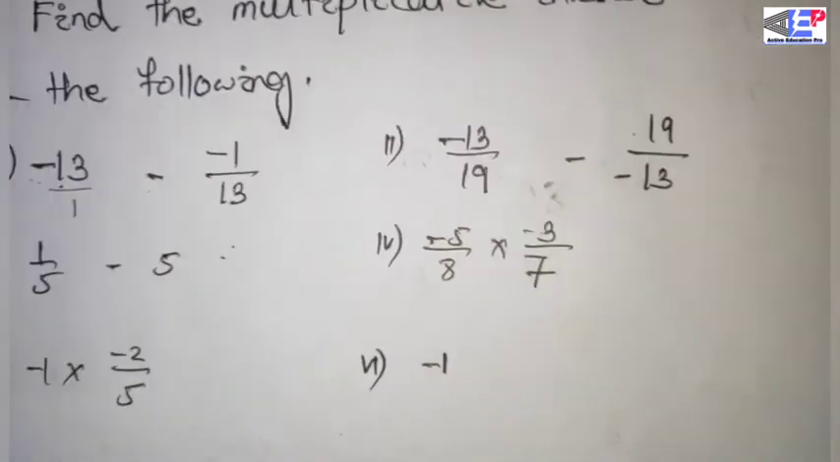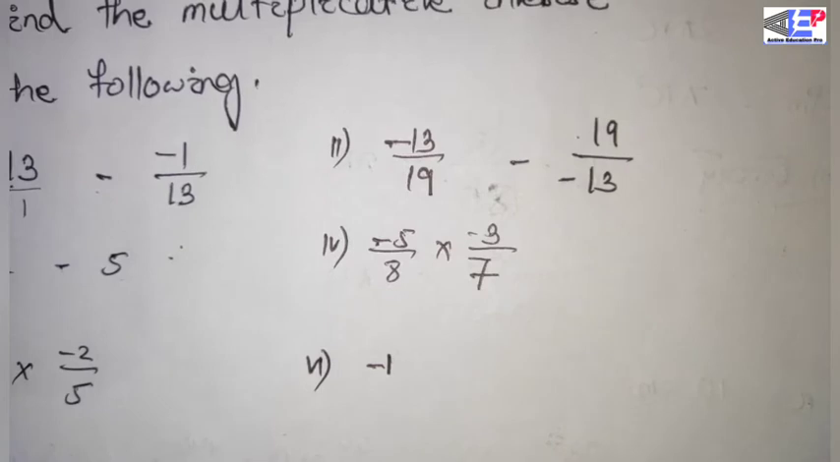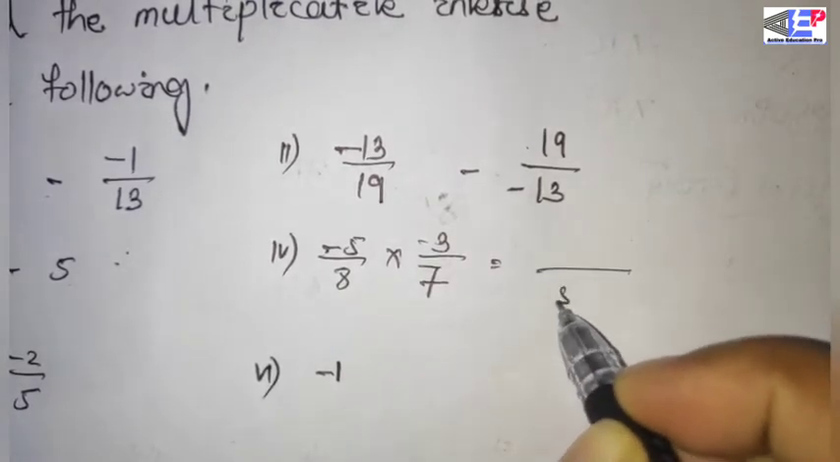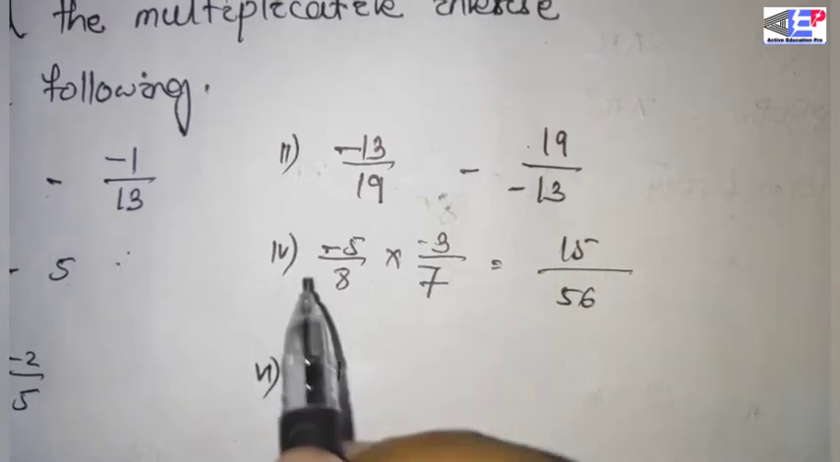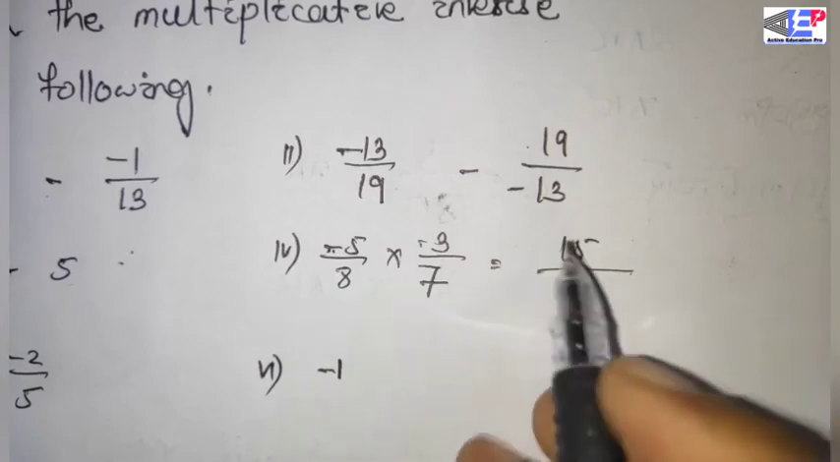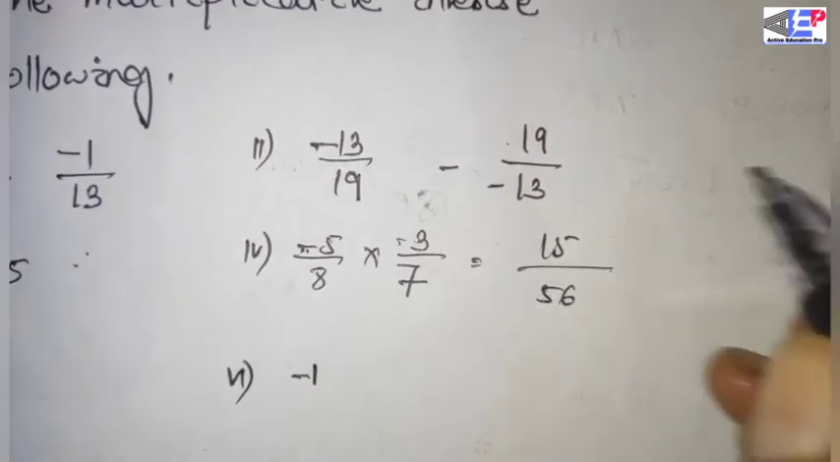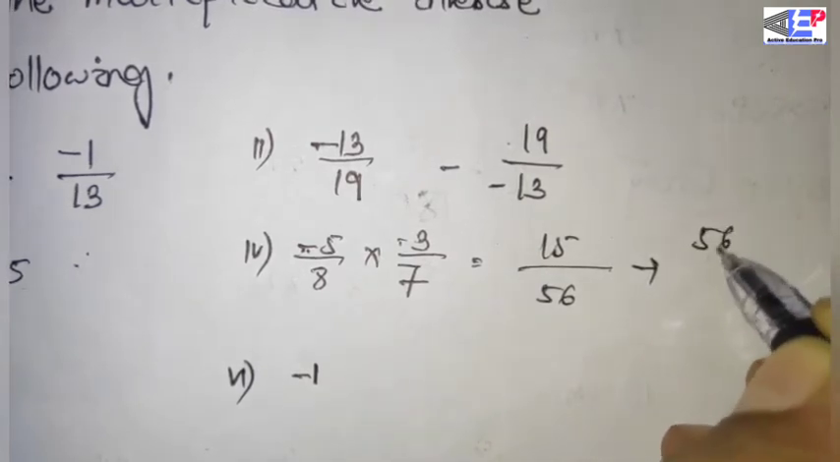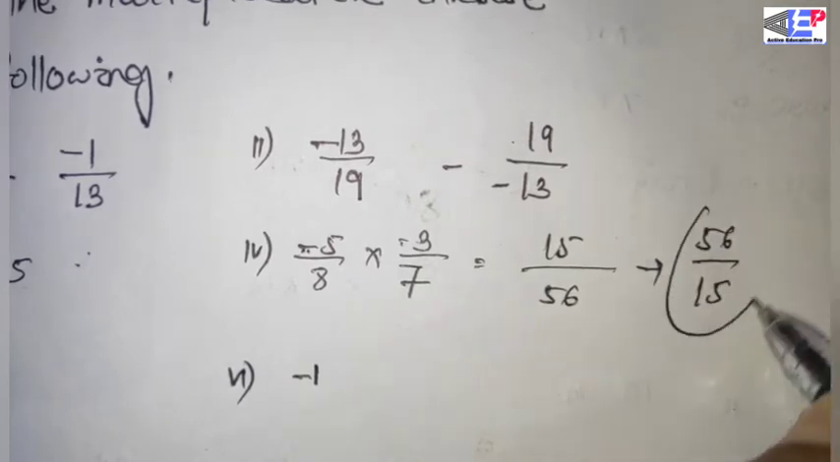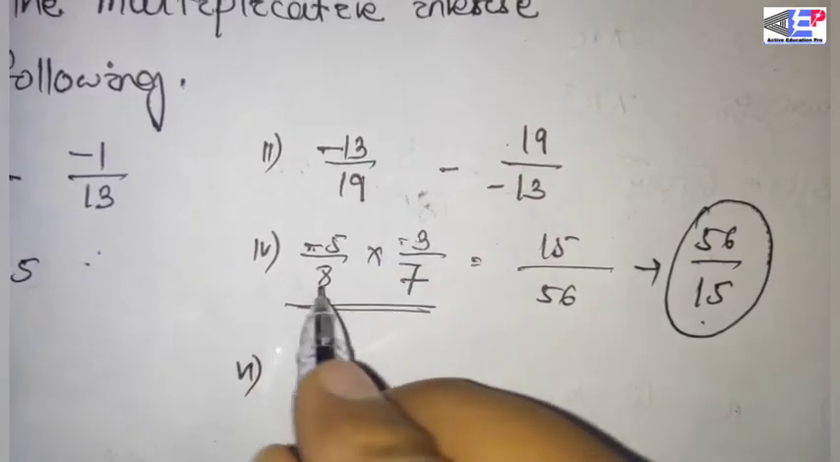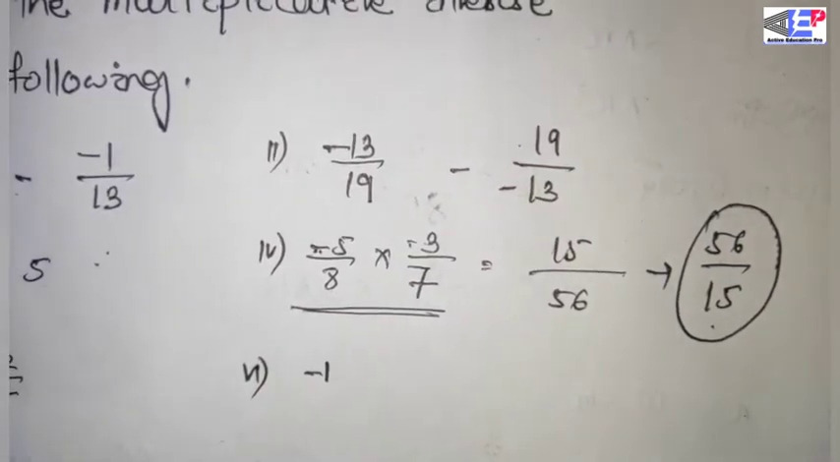Fourth bit, minus 5 by 8 into minus 3 by 7. Here there is a product of two rational numbers, so first solve it. 8 times 7 is 56, 5 times 3 is 15, and there is a negative sign and another negative sign, so the product of the same signs is positive, giving 15 by 56. The reciprocal of 15 by 56 will be 56 by 15. It is your answer.